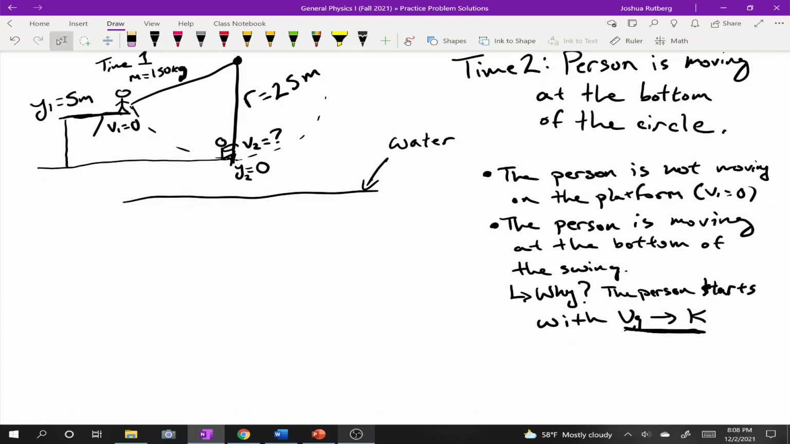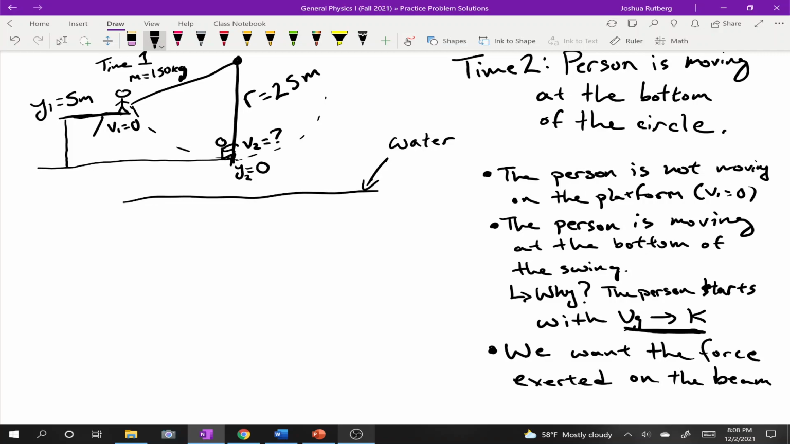Now, why would I care about how fast the person is going at the bottom? So we want the force exerted on the beam. And if I think about my rope here, if I think about my rope at the bottom, the beam is pulling up on the rope. This is the force the beam exerts on the rope. And the person is pulling down on the rope. And how should these two forces compare to each other?